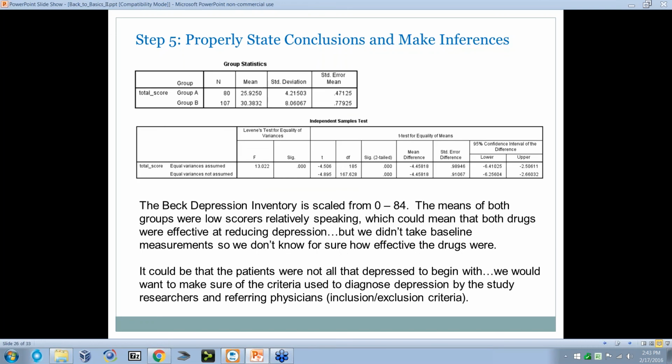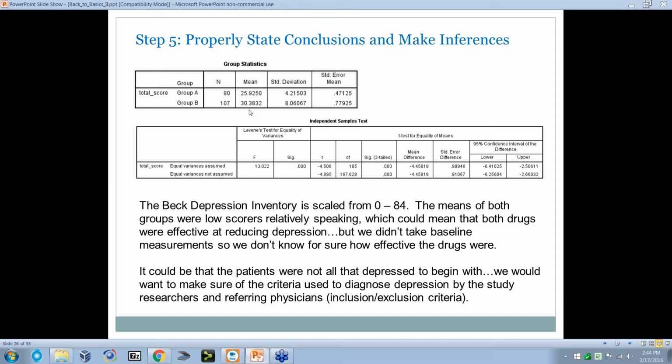Well, the Beck Depression Inventory was scaled from 0 to 84, right? A person could have scored a 0 where they were happy, or they could have scored an 84 where they were not happy. They were very depressed. The means of both groups were low scores, right? One was 25.9, the other mean was 30.3. That's on the lower end of that scale. So relatively speaking, they are lower, which could mean that both drugs were effective at reducing depression, couldn't it?